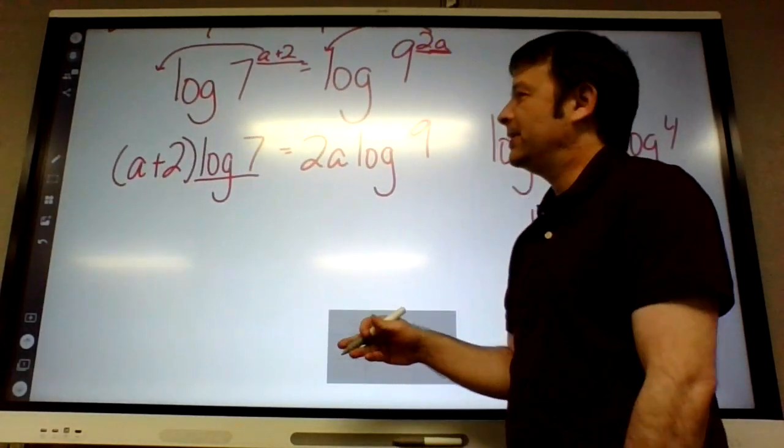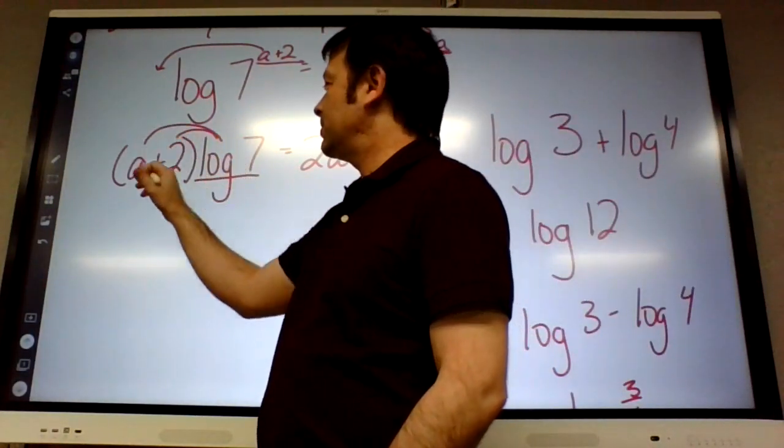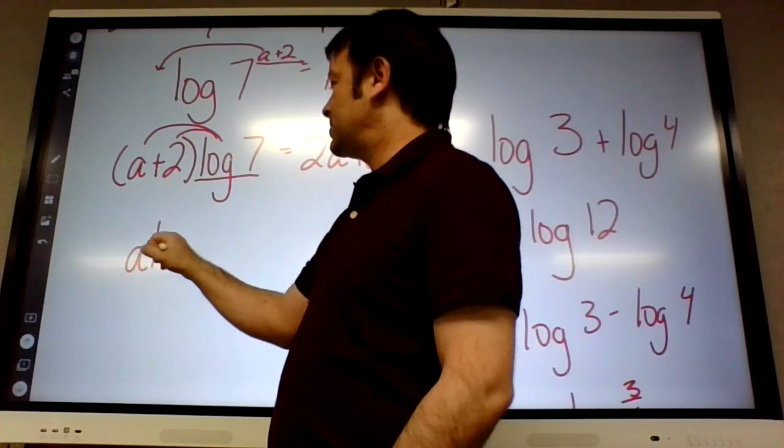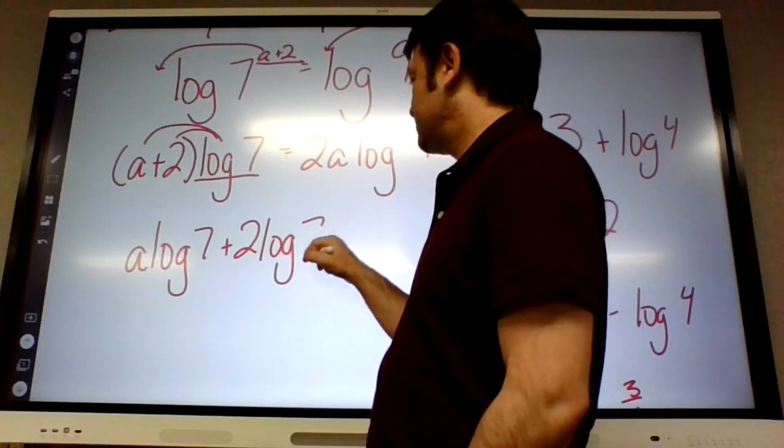Okay, so the next step I'm going to do is distribute the log of 7. So it's a times log of 7 plus 2 times log of 7.